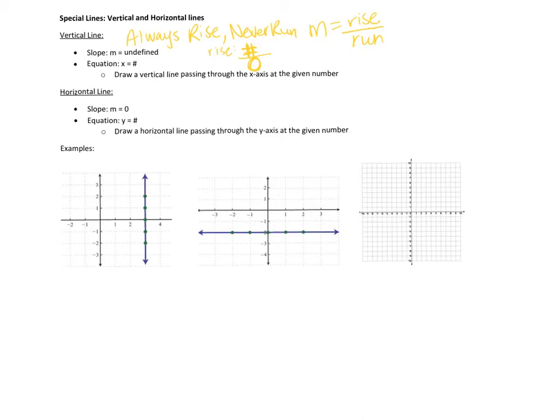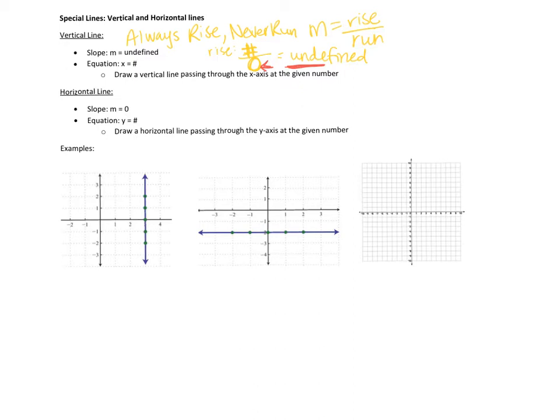So if I take a number and try to divide by 0, I can't do that. We get an error. We call that undefined. The easiest way that I remember that is when the 0 is under, it's undefined. So when my 0 is under the fraction, it is undefined. Okay, so that's the easiest way that I can remember it. So what that means is they're going to give us one number and I will just draw a vertical line that goes through that point.